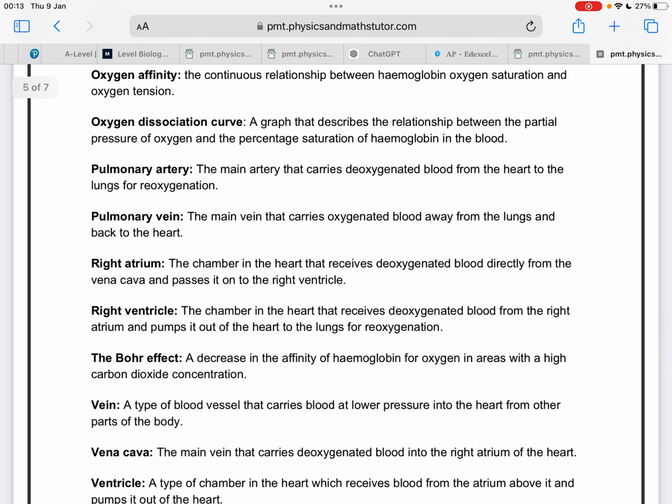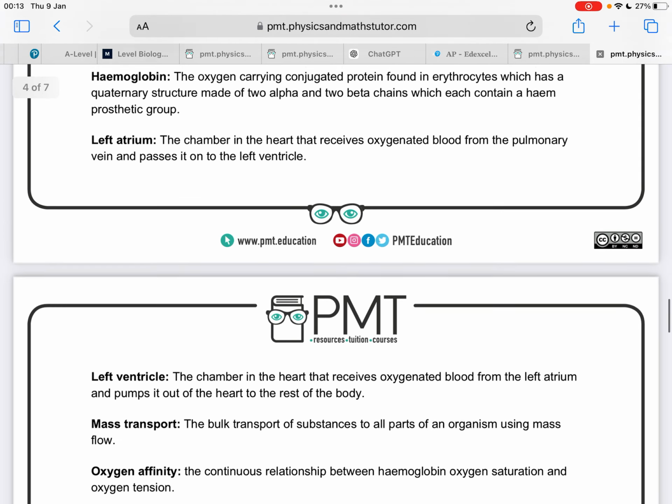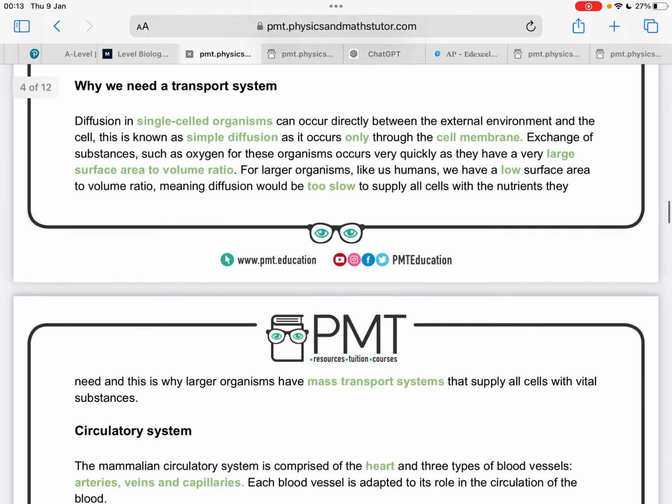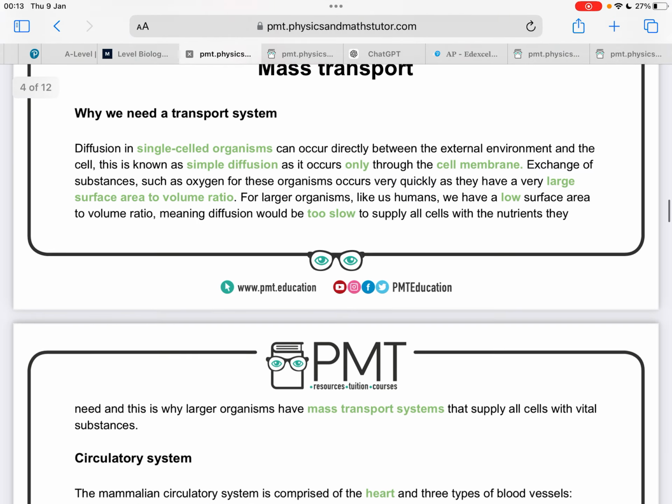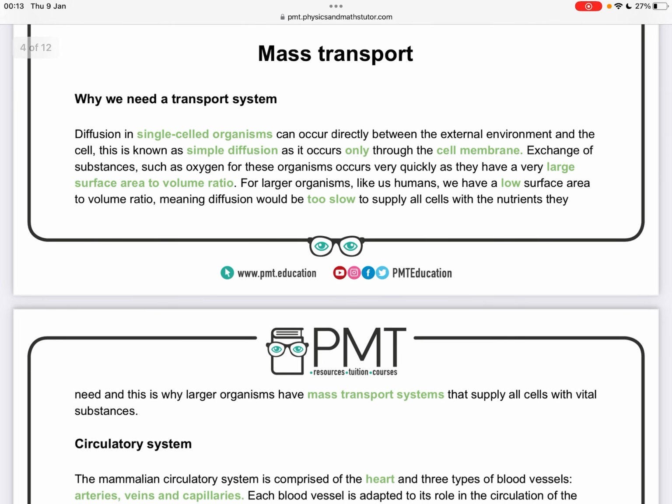Right, let's now go and study this chapter. The circulatory system. We start with mass transport. One important question that we must know: why we need a transport system.